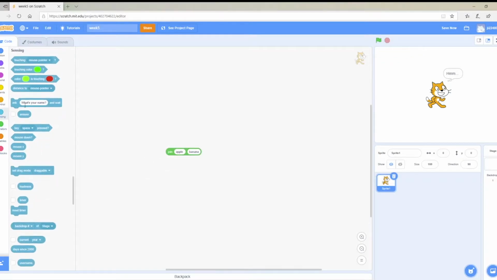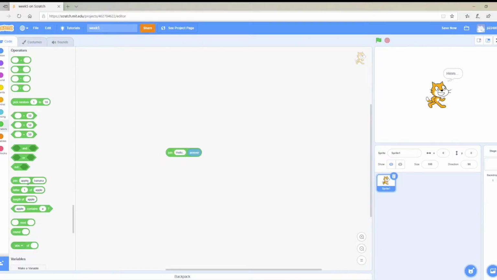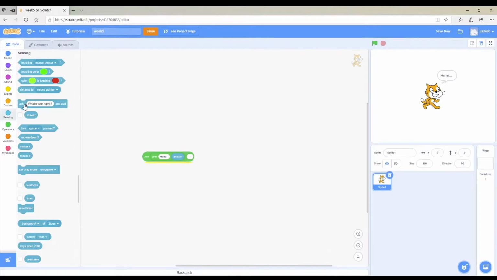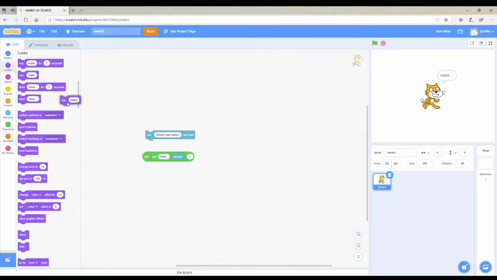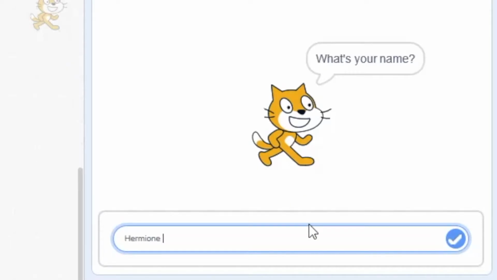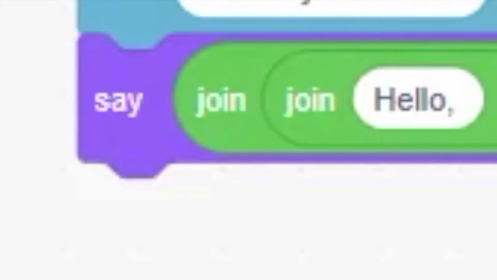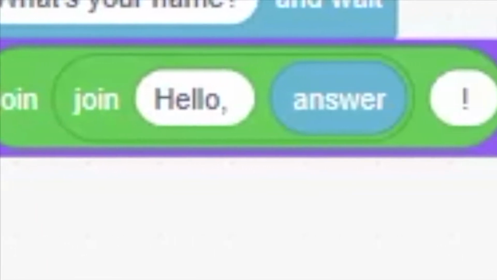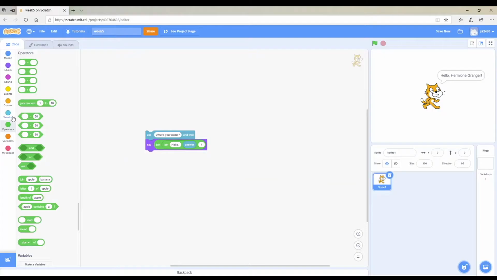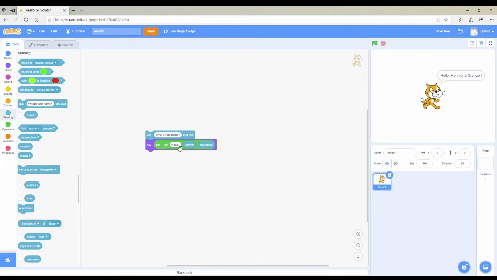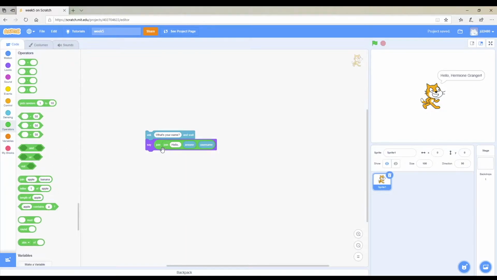Join. We've used join before to join the answer with our own words. You can join multiple joins. If it asks what's your name, then it can say hello, and then the name with an exclamation mark at the end. And you can join this answer and the username. You can do all kinds of things with words with join.